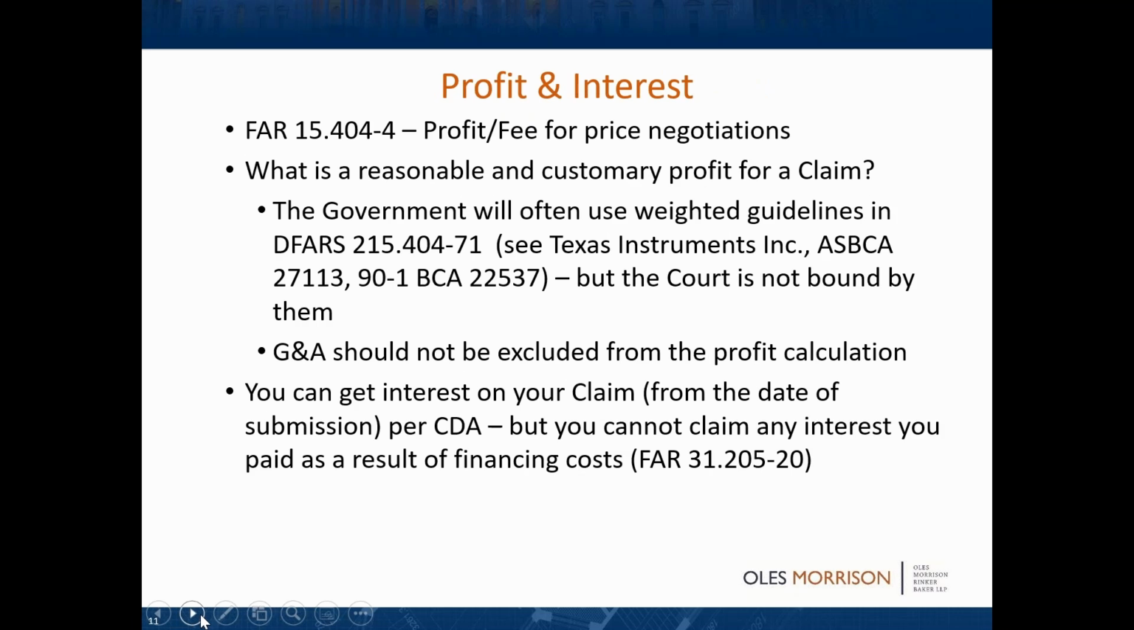Profit and interest. Profit is an interesting area, especially in terminations, because if you were really making a great profit on your contract, it might be well above the weighted guidelines that the government typically considers to be reasonable and customary. And for terminations, there's a whole definition of what you can do with profit, and that means that you generally have the door open to get more. But for just a normal change, the government does try to use its weighted guidelines, but a court or the board is not going to be bound by that. Don't forget, G&A should not be excluded from the profit calculation on your REA. And you can get interest, like I told you, on a claim, but you cannot claim any interest you paid as a result of, for instance, financing costs.